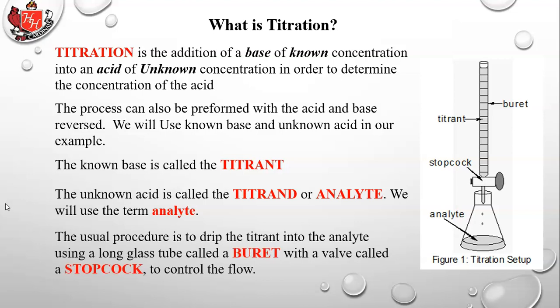The usual procedure is to drip the titrant into the analyte using a long glass tube called a burette with the valve called a stopcock to control the flow.